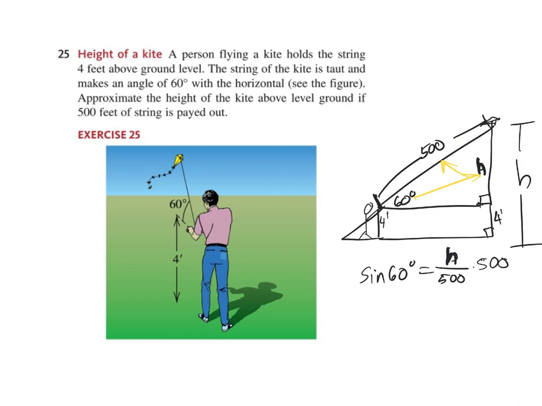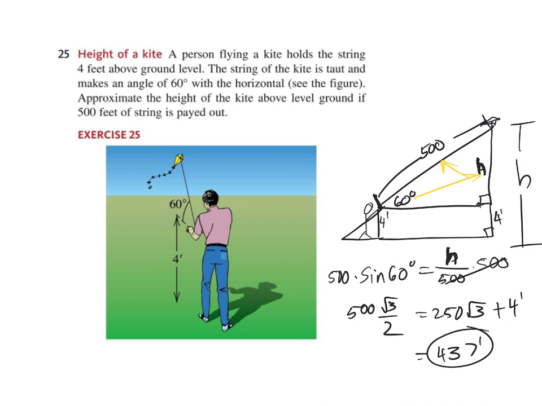Multiply by 500. And what is the sine of 60 degrees? The sine of 60 degrees is square root of 3 over 2. It's a long leg. So that'd be 250 square root of 3 plus 4 feet. Don't forget that. That's the exact answer, by the way. So now we need to use our calculator. We do 250 times the square root of 3, and that gives us 433 plus 4, which is 437 feet. That's pretty high. Well, if you think about it, 60 degrees is pretty high.